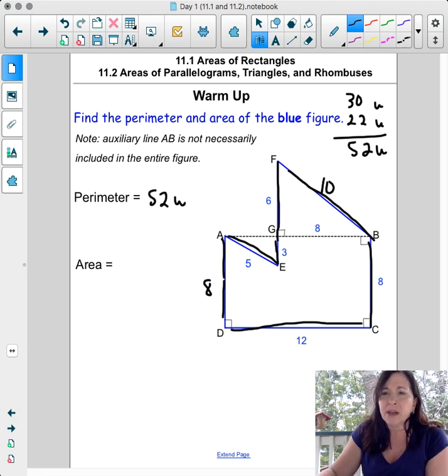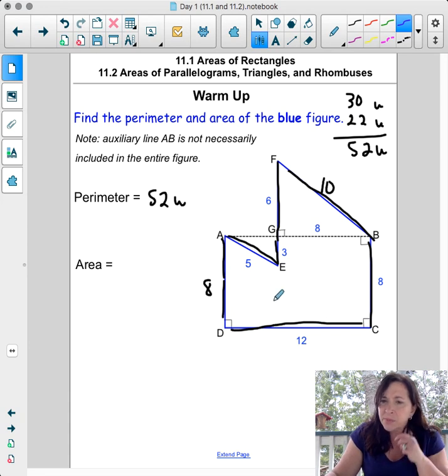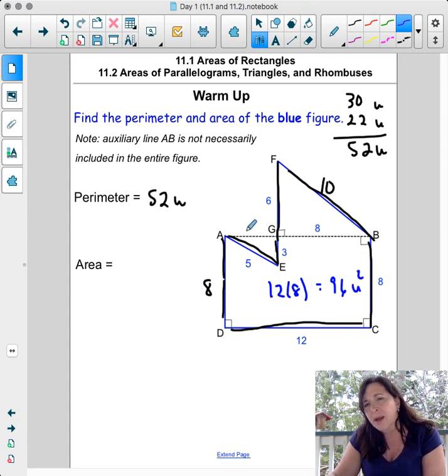To find the area of the blue shape, I am going to need to find the area of this rectangle and take away this little triangle right here. So it looks like the area of a rectangle, if you remember, is base times height. And so that would be 12 times 8, which is 96 units squared, because that's units times units. I need to take away this little triangle right here.